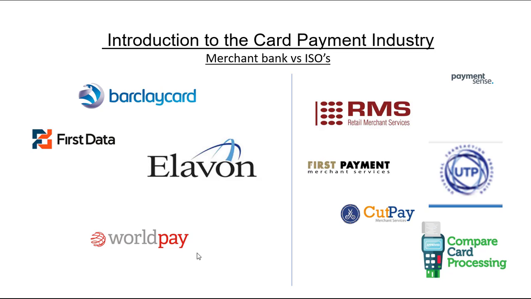You can see some of the merchant banks on the left hand side and ISOs on the right. Compare Card Processing deals exclusively with the ISOs, as for small to medium sized businesses they produce much cheaper rates. You may find this surprising, as ISOs are effectively adding margin onto the merchant bank's rates and selling them on. But in practice, merchant banks do not offer competitive prices for the mid to lower end of the market, allowing ISOs to undercut them.